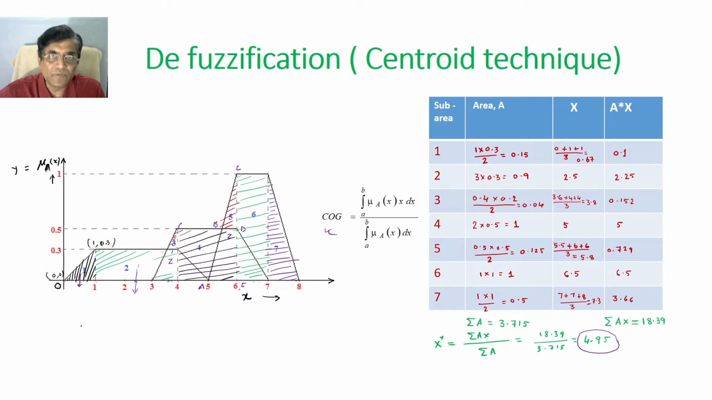Now we can also calculate the defuzzification value x star using, why not, this, okay. So let us calculate using the weighted average method, right? So if you remember, what was the weighted average method?